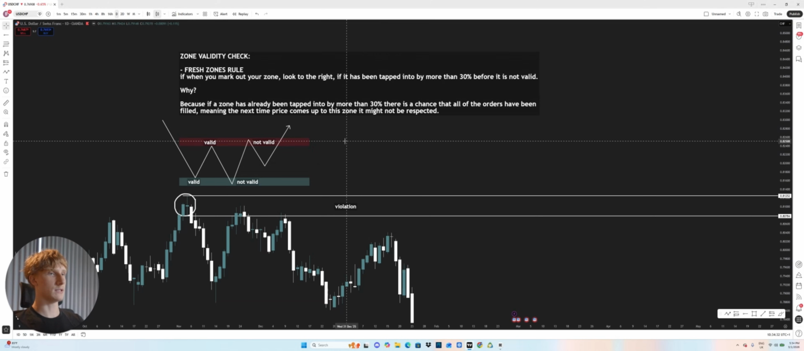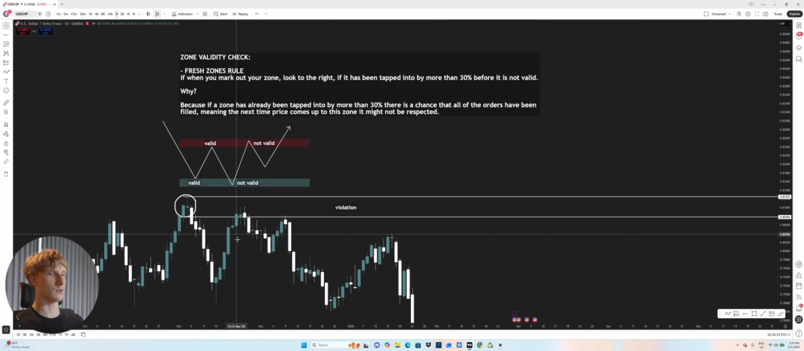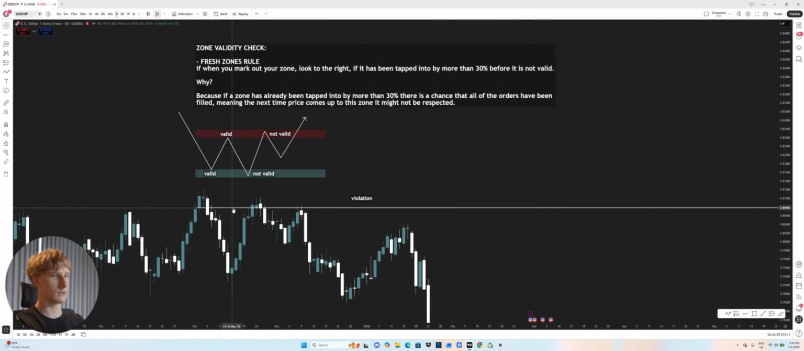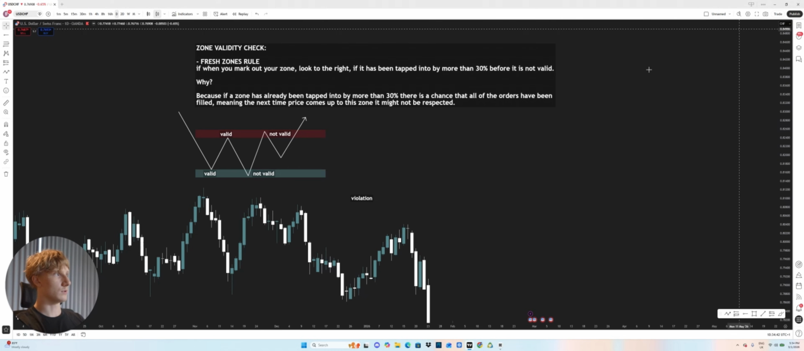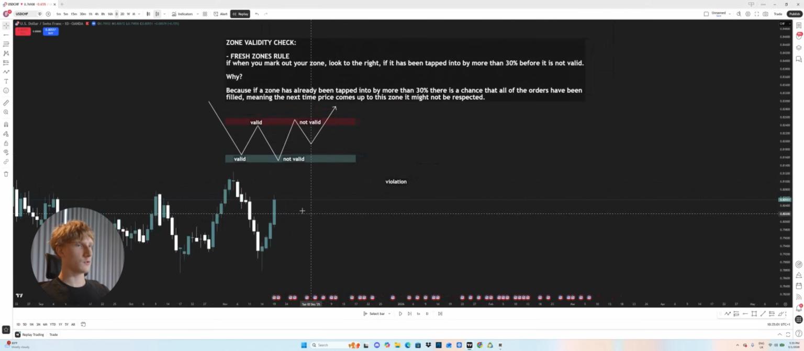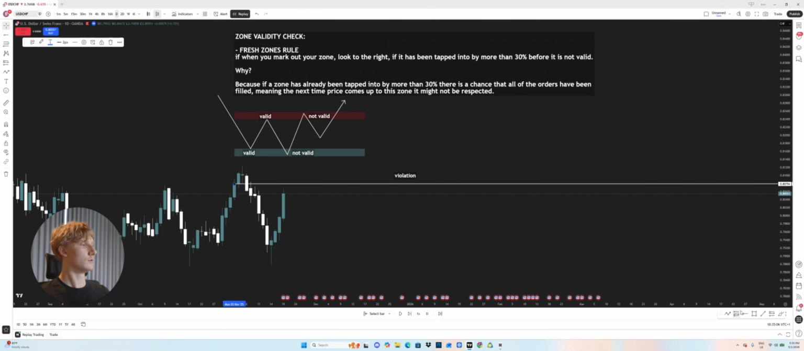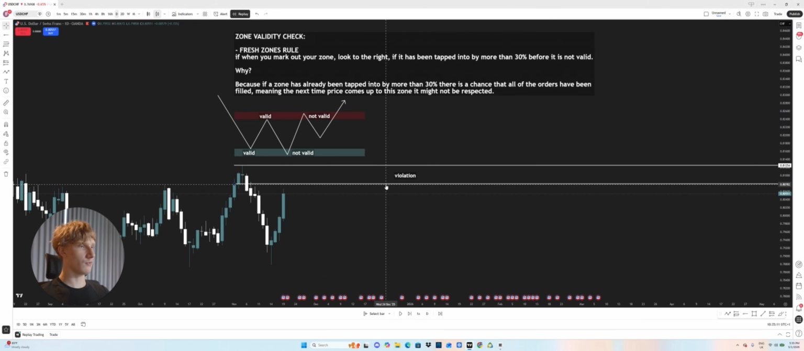And the way that you simply do this is that you're going to go ahead and mark out your zone. So as we can see here, let me just get rid of these drawings. Cool. So let's say we open up the chart just like this. We go ahead and we mark out our zone just like this. Okay. There we go. And now we're just going to look to the right. And as we can see in this case, because this is where price is currently at, this zone is fresh. It has never been tapped into more than 30%. Cool. So we can definitely take a trade off this.